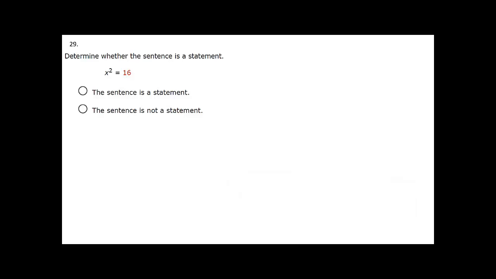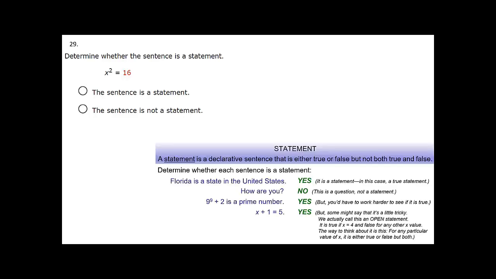Number 29, determine whether the sentence is a statement. X squared is equal to 16. I've said before, and I'll pull up the slide, these open statements, these statements that turn out to be, in this case, equations with variables in them, are statements. They're just called open statements because the truth or falsity of them depends on which value you put in for X. But nevertheless, it is a statement.